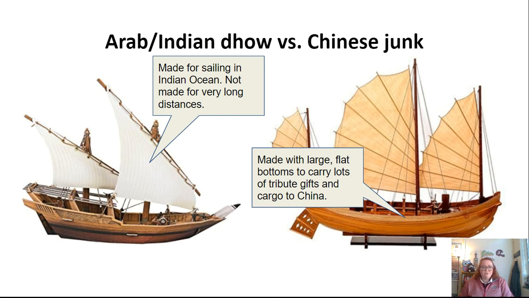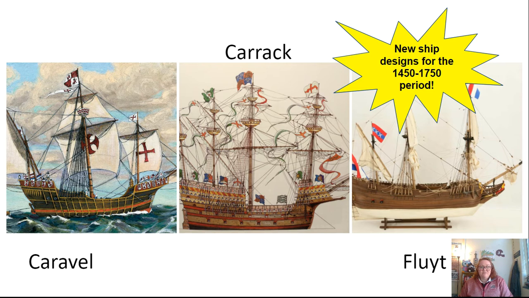So let's start to look at the technology. So first up is the Latin sails and the dhow ships. So we know that the dhow was made for sailing in the Indian Ocean, and they were not made for very long voyages. The Chinese junks were made with large, flat bottoms to carry lots of tributes and cargo to the Chinese. So neither one of these ships were able to make the distances.